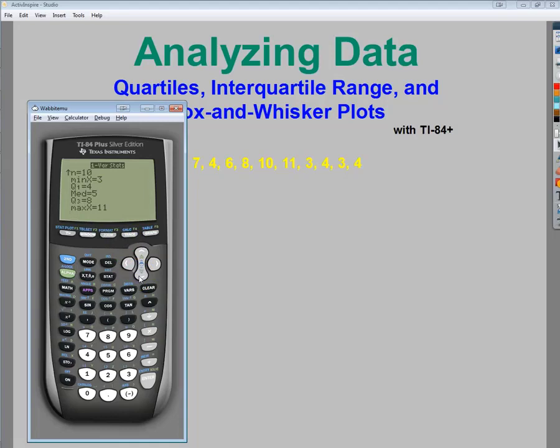Now, I want to make a box and whisker plot which could tell me all that information as well. So what we're going to do, I'm going to quit out first. You have to still type your list in, otherwise it won't work. I'm going to use a plot here.